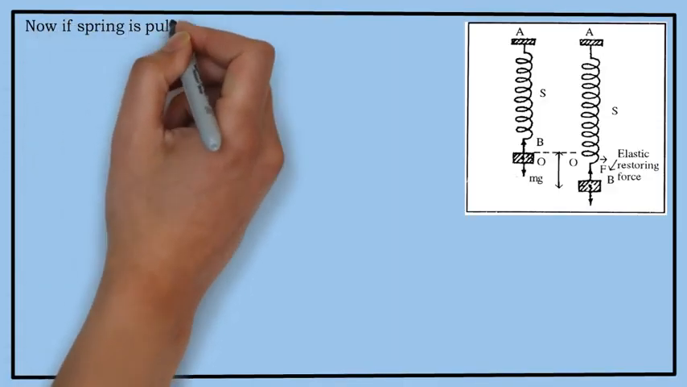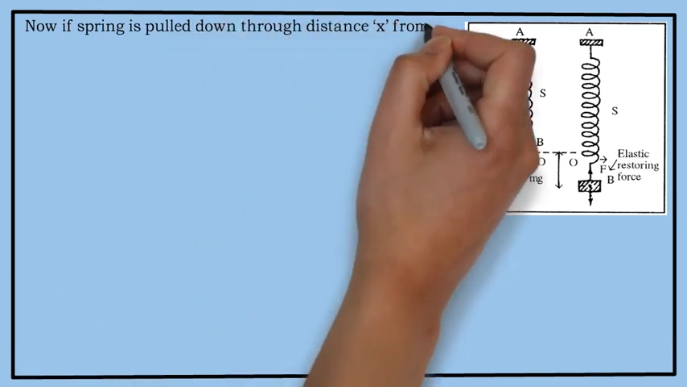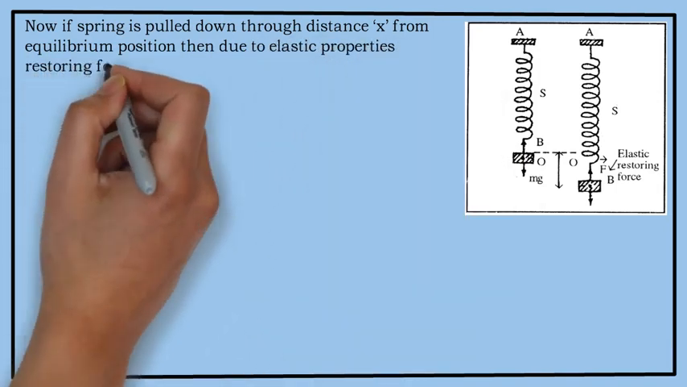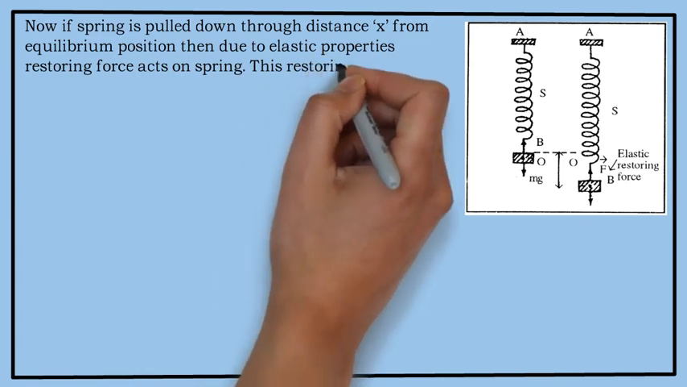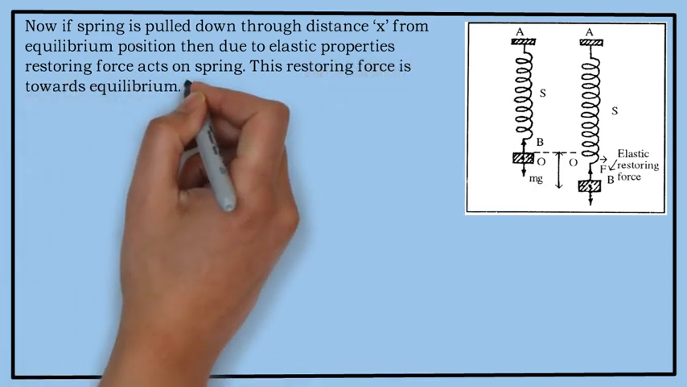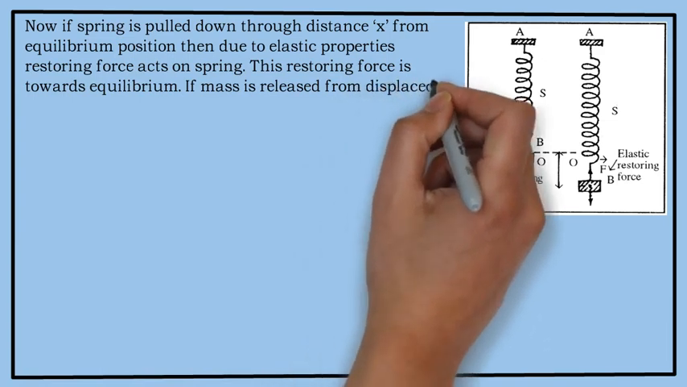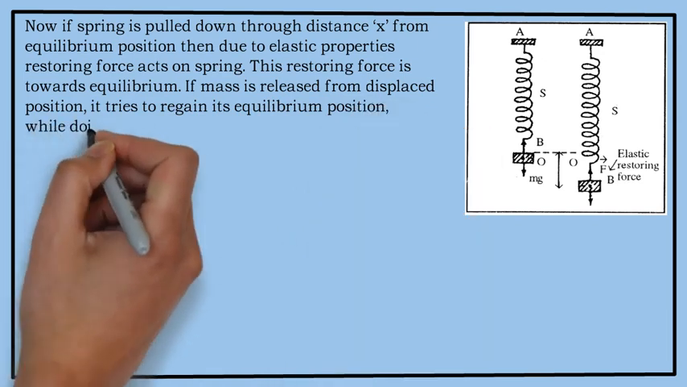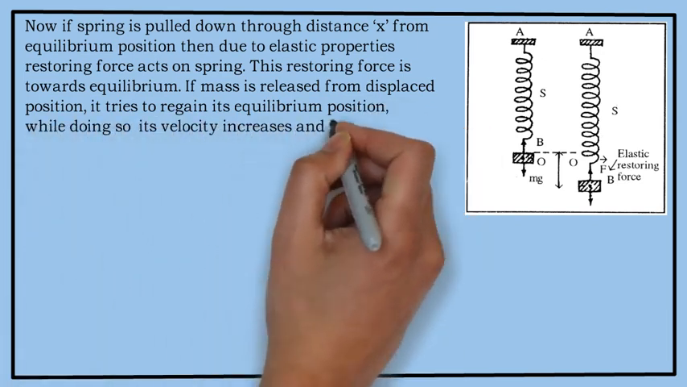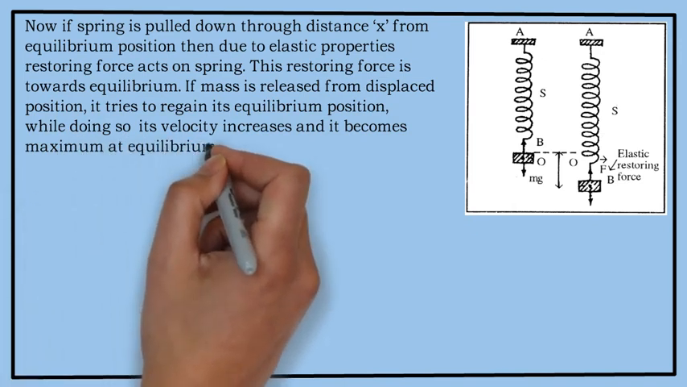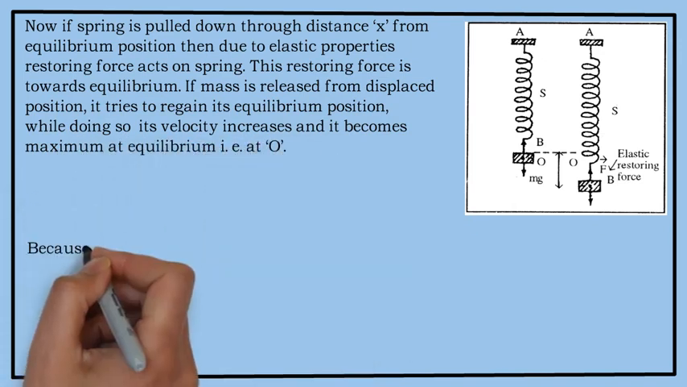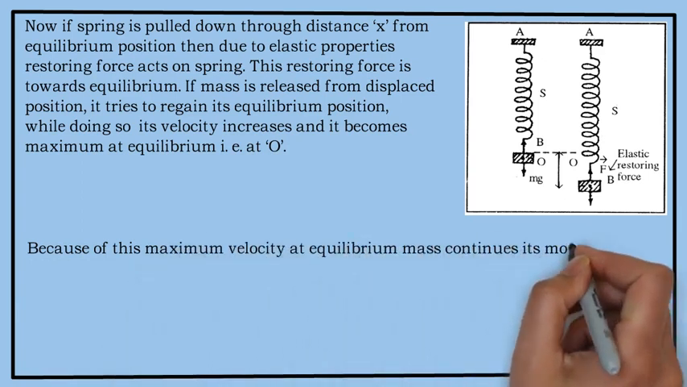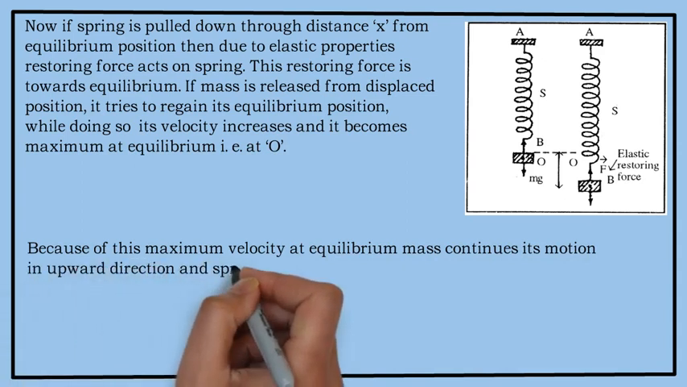Now, if the spring is pulled down through a distance x from the equilibrium position, then due to elastic properties, the restoring force acts on the spring. This restoring force is towards the equilibrium. If the mass is released from the displaced position, it tries to regain its equilibrium position. While doing so, its velocity increases and it becomes maximum at the equilibrium position, that is point O. Because of this maximum velocity at equilibrium position, the mass continues its motion in the upward direction and the spring gets compressed.